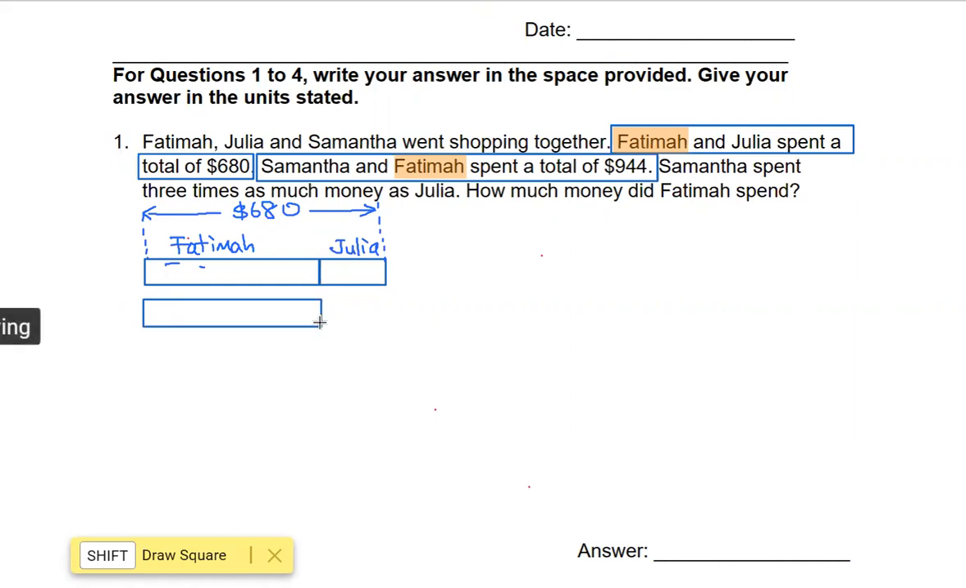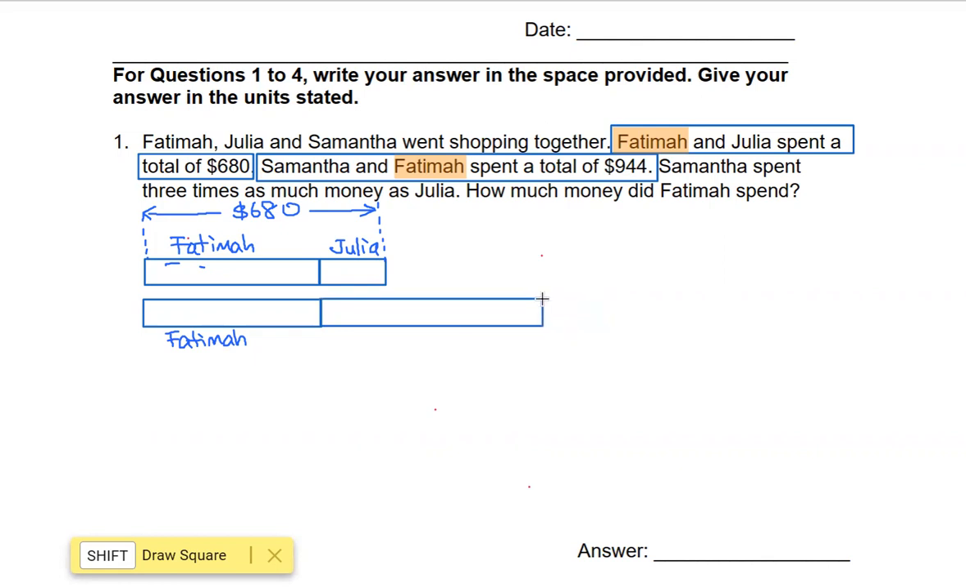All right, so this would be Fatima, and Samantha. So the problem here is I'm going to draw Samantha, but I do not know how long I should draw Samantha's model to be. Should I draw Samantha to be shorter than Julia, same length as Julia, or longer than Julia? Oh yeah, I should draw it longer than Julia.